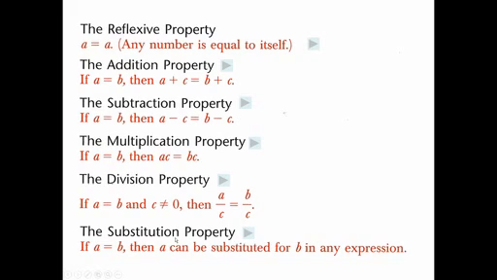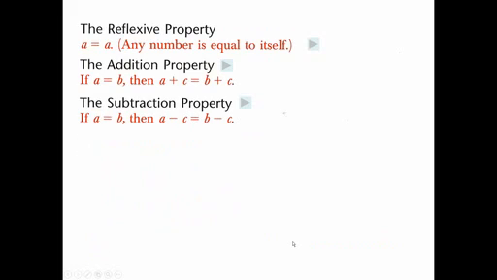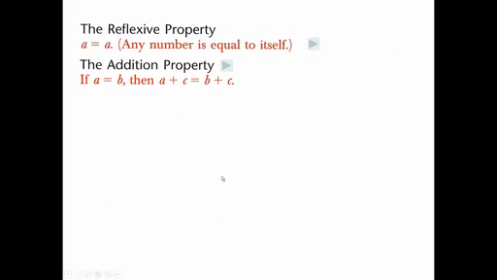And then finally the substitution property. Again, if A is equal to B, you have two values equal, then A can be substituted for B in any expression. Anytime you see A, you can put in a B, or vice versa. Now let's back up just a bit, see if we can make this a little more clear.